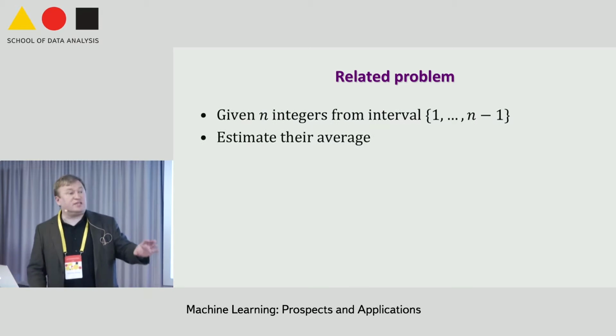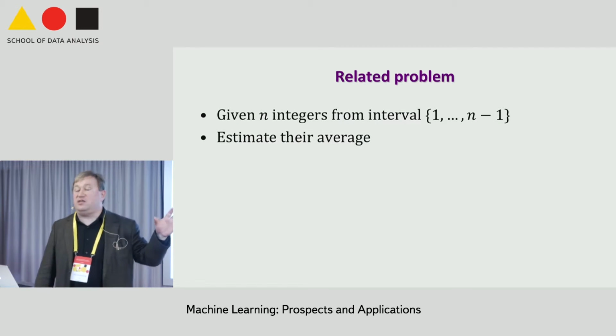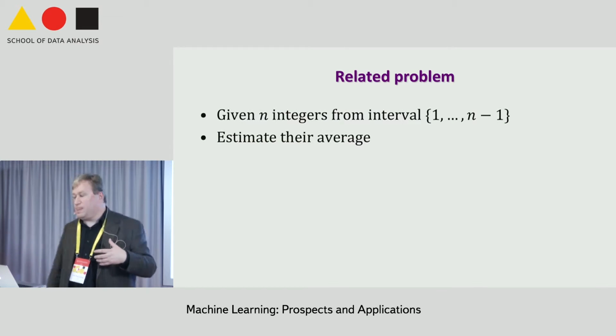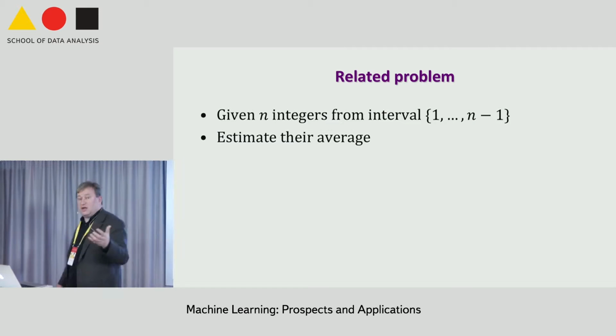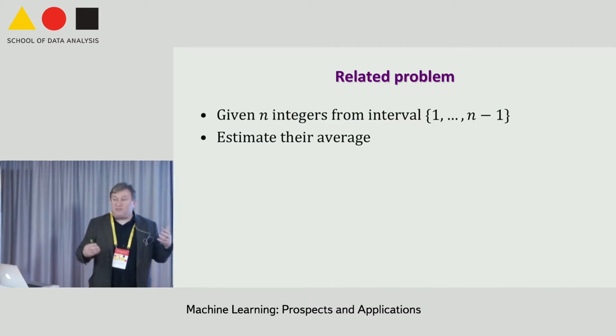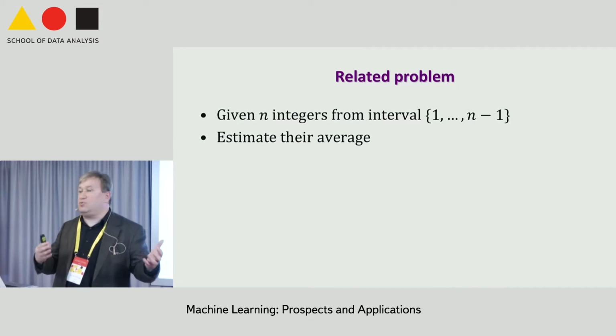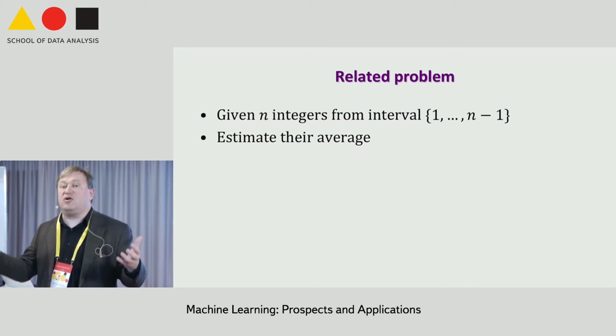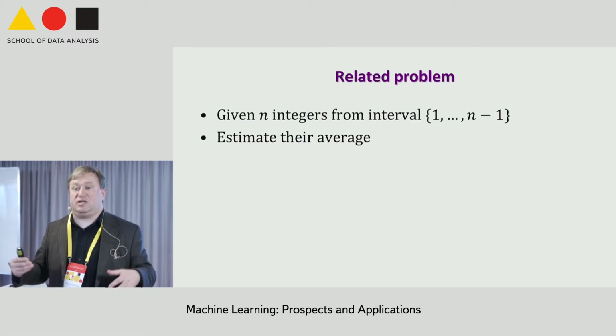So now suppose that I have n numbers. All of them are integers between 1 and n minus 1. This can correspond to the degrees of the graph. And I want to estimate the average. This is a very simple, very natural problem. Do you know how quickly we can do it? So the answer is you cannot estimate the average in sublinear time.